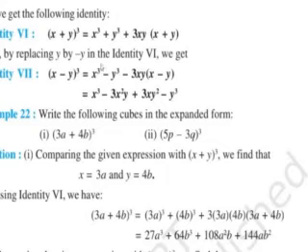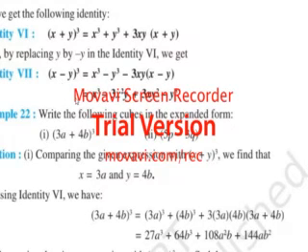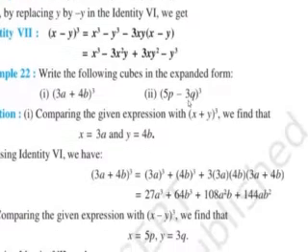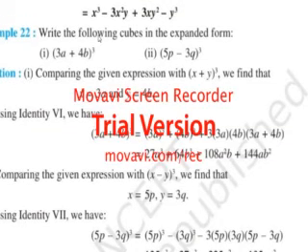So when we replace y with minus y, the new formula becomes: x minus y whole cube is x cube minus y cube minus 3xy times x minus y, or you can write it as x cube minus 3x square y plus 3xy square minus y cube. So that's all for today, students.